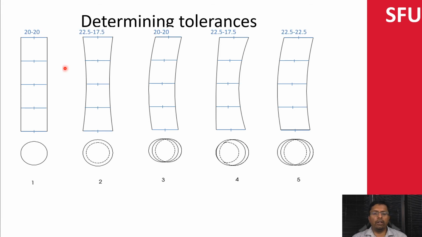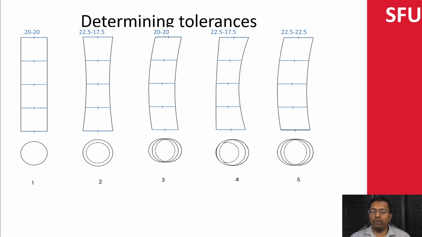So if I look at all of these, you'll notice that the first one is basically varying between 20 and 20. The second one is between 22.5 and 17.5 over here. This one is 20 here and 20 all the way. The third one, actually fourth one, is 22.5 over here and then 17.5, so it varies between those values. And the fifth one over here is 22.5 all the way.